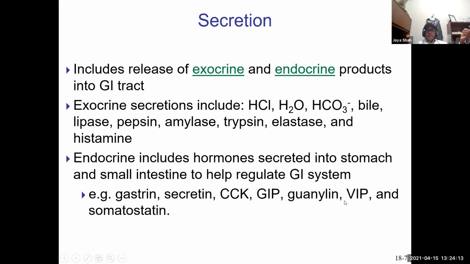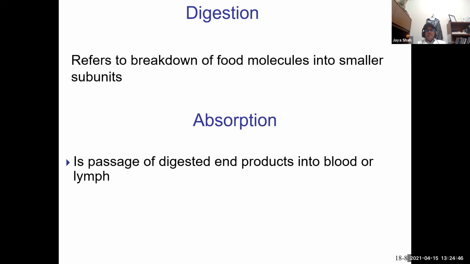Endocrine includes hormones secreted into the stomach and small intestine to help regulate the GI system. So hormones get into your blood and then act on other cells of the GI tract to produce their effect. And they are gastrin, secretin, CCK (cholecystokinin), GIP, glucagon-like peptide, guanylin, VIP, vasopressin, and somatostatin. So these are all hormones you will see later. It will come, okay? Next function is digestion.